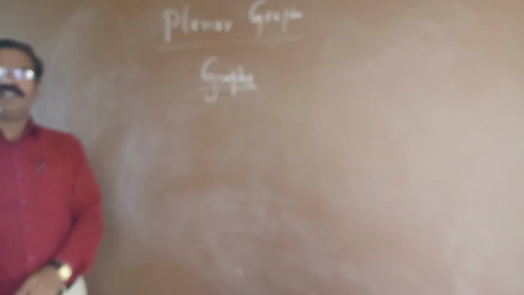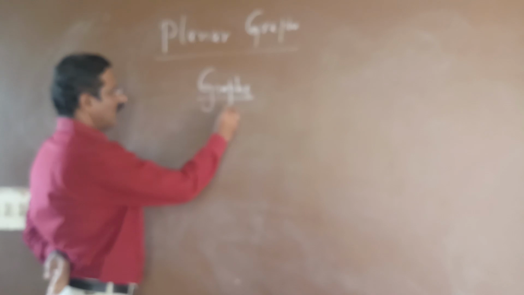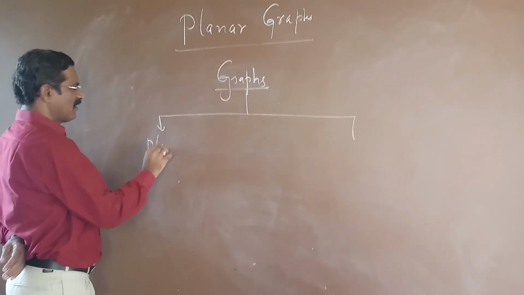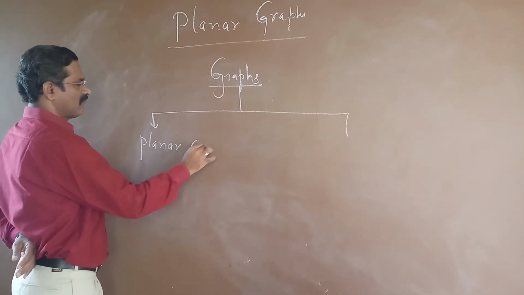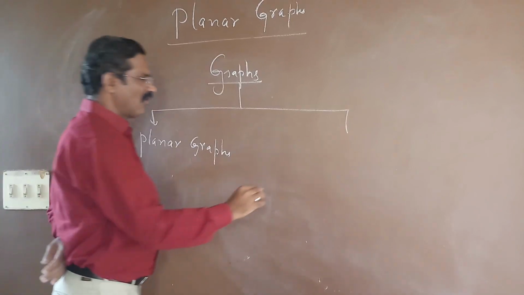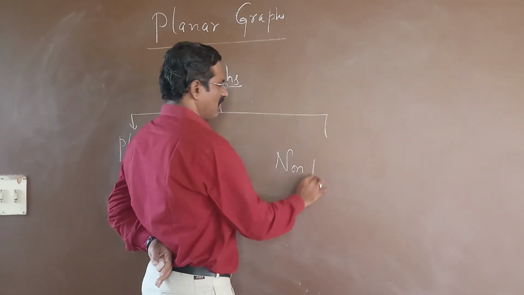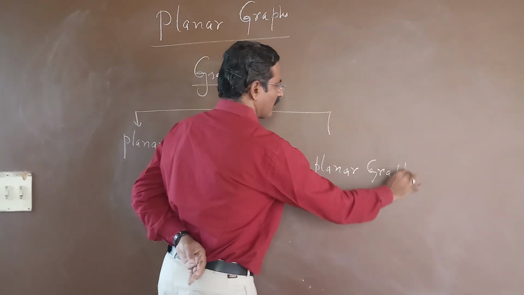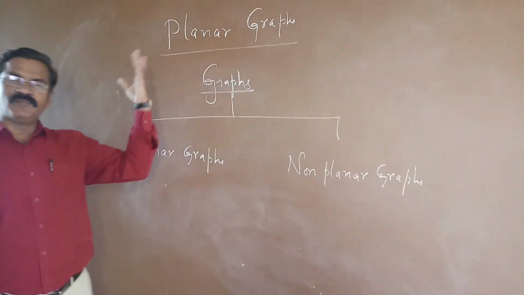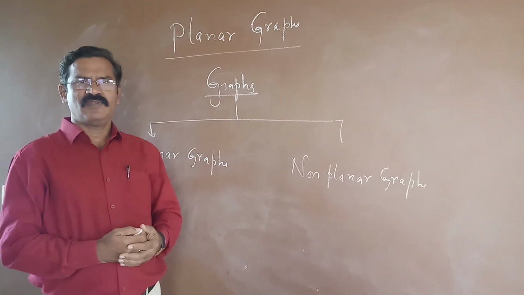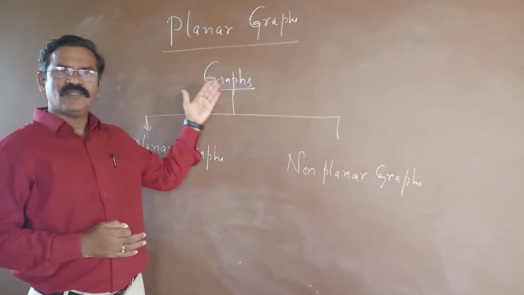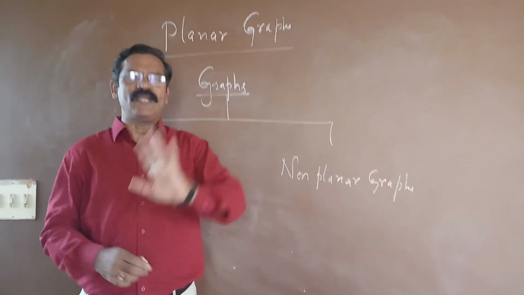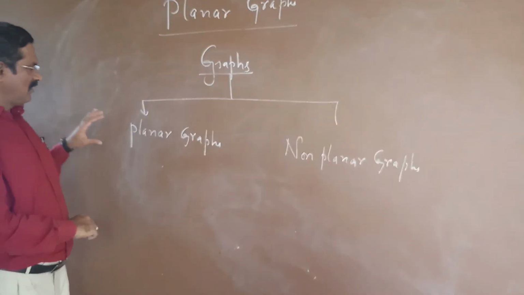Graphs are classified only in two ways. One is either planar graphs or non-planar graphs. Very interesting. You consider any graph. That graph is either planar or non-planar. Only two kinds. First, we will think of planar graphs.